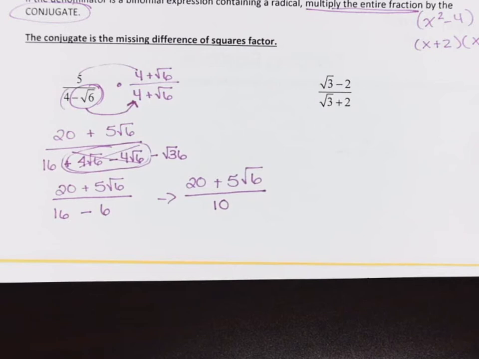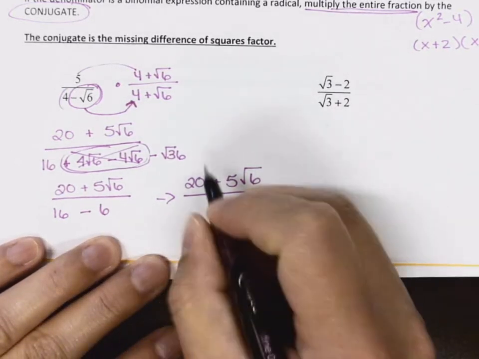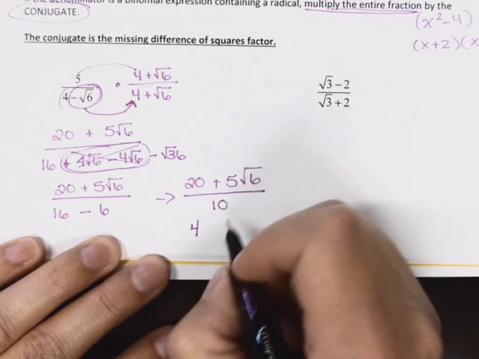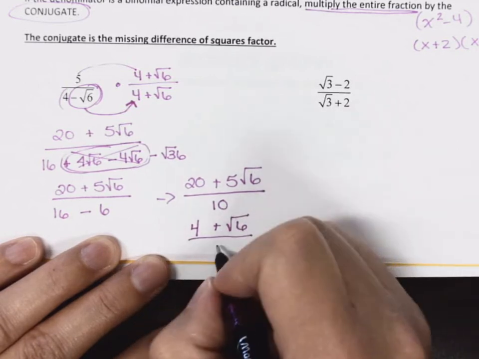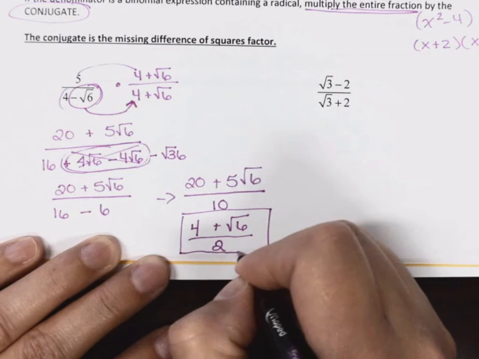Yeah, what can I take out? Take out a 5, right? You can take out a 5. So if I take a 5 out of 20, I'm going to be left with 4. Take a 5 out of here, that'll just leave me with 1 root 6. And if I take a 5 out of 10, I will be over 2. So that's my final answer.